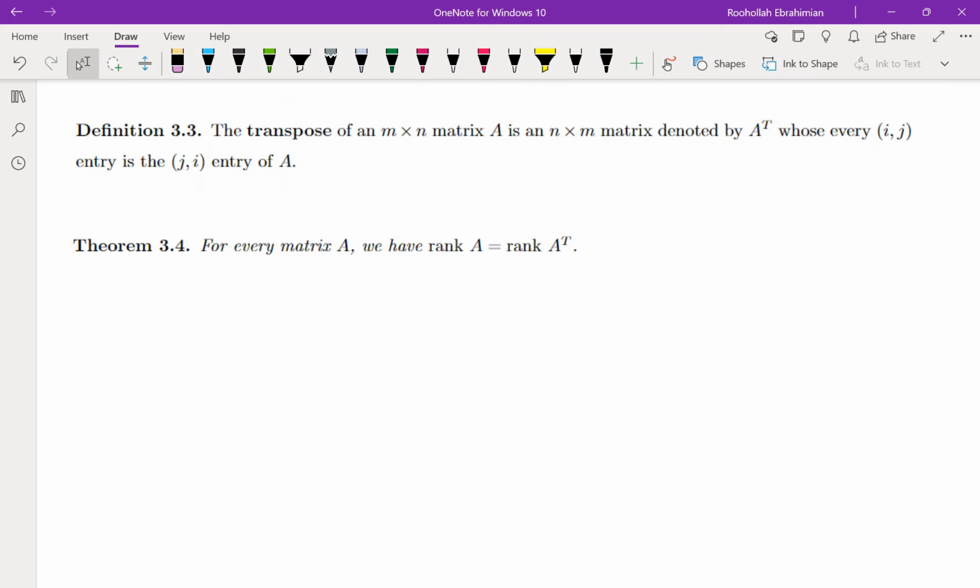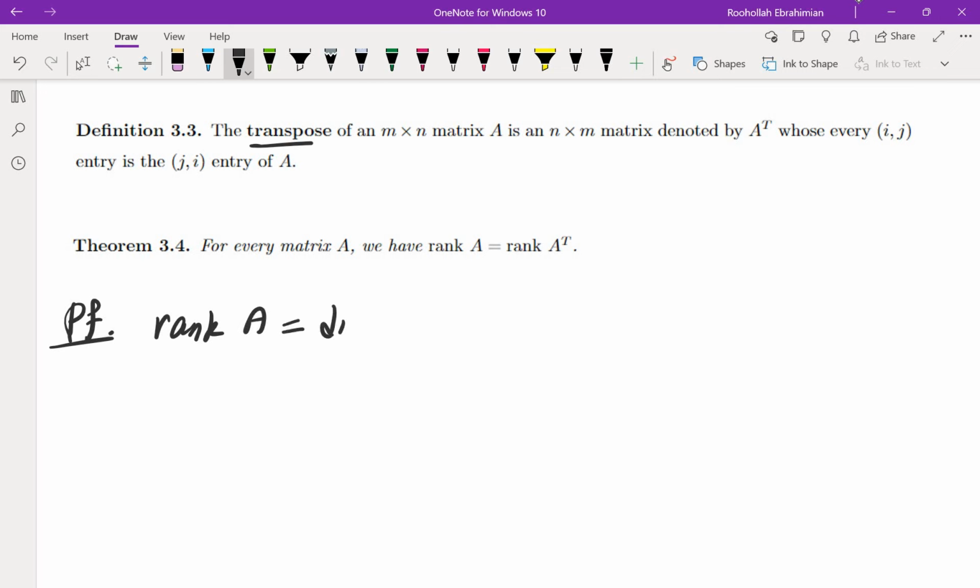So that means the dimension of the column space and the dimension of the row space are in fact the same. Now, when you swap rows and columns, there's actually a name for that matrix. That's called the transpose. So the transpose of an M by N matrix A is an N by M matrix denoted by A superscript T, whose ij entry is the ji entry of A. For every matrix A, we have rank of A is equal to rank of A transpose. So basically the idea is what we just proved, what we just saw.